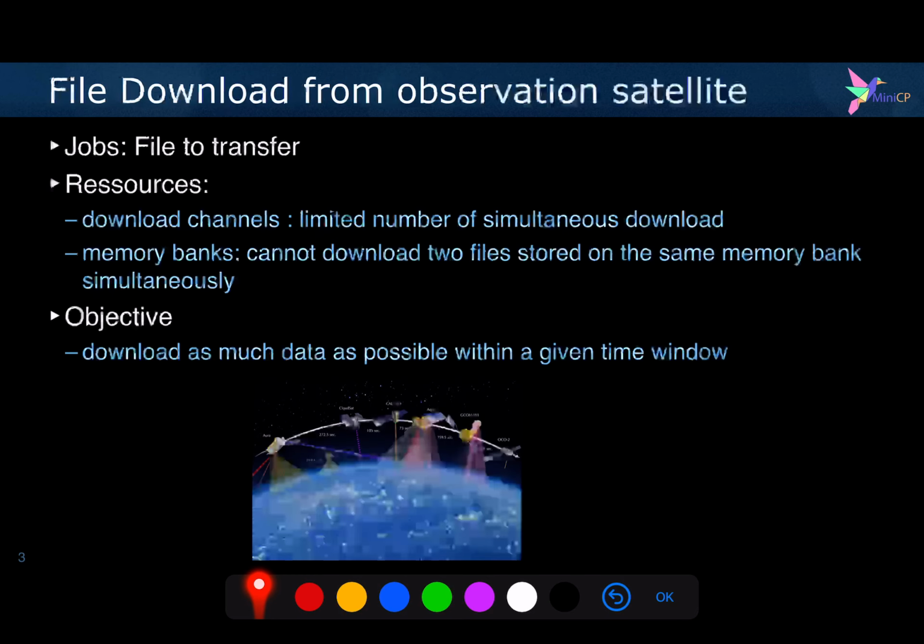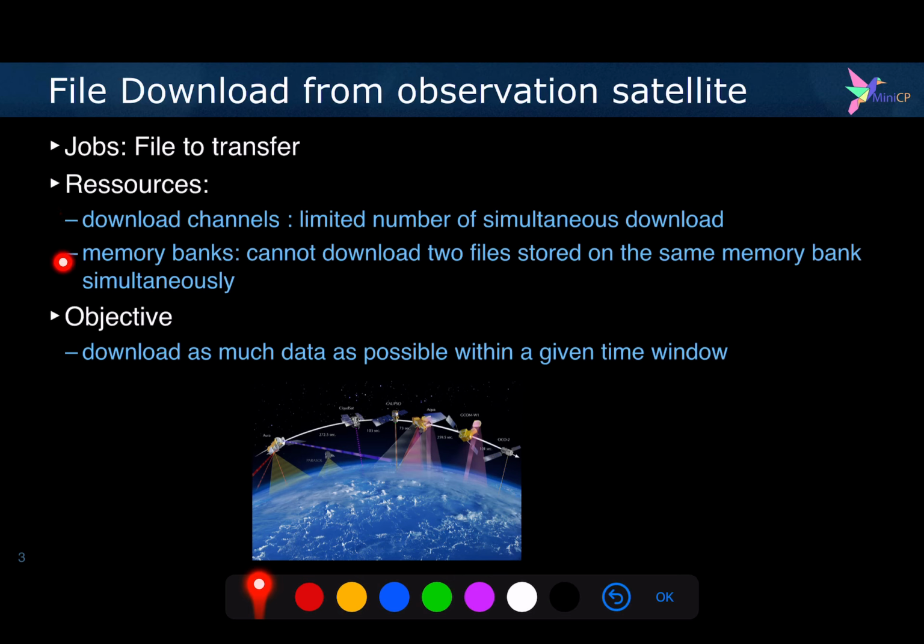Some examples of scheduling problems. So for example, the file download problem from observation satellites is one scheduling problem. So in that case, you have jobs. The jobs would be files that you want to transfer from the satellites to the Earth. And you have resources that limit what you can actually do in terms of file transfer. You have the download channels that will limit the number of simultaneous downloads.